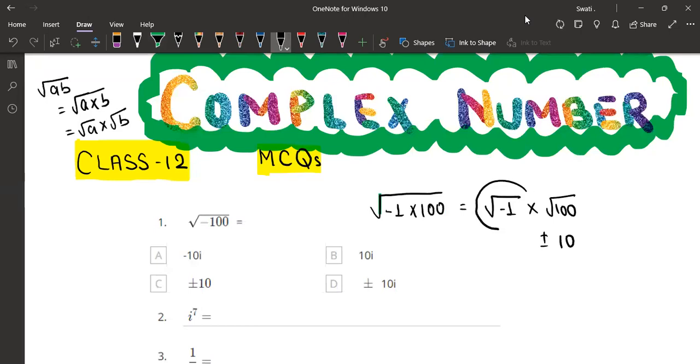What is the answer of root over minus 1? This is nothing but iota, the imaginary number. So i is nothing but root over minus 1. So we can simply write here i, and this is our plus minus 10. So this is plus minus 10i only. Therefore, the answer is option D, plus minus 10i.